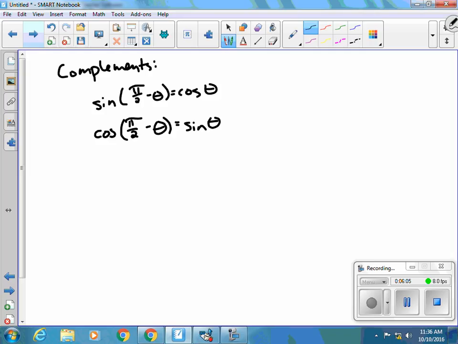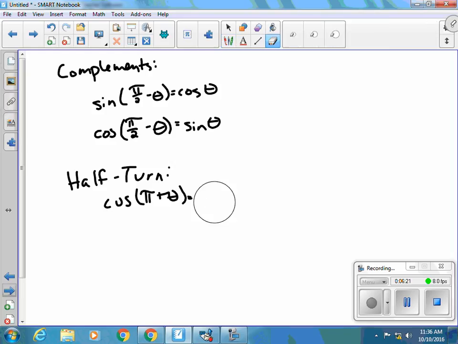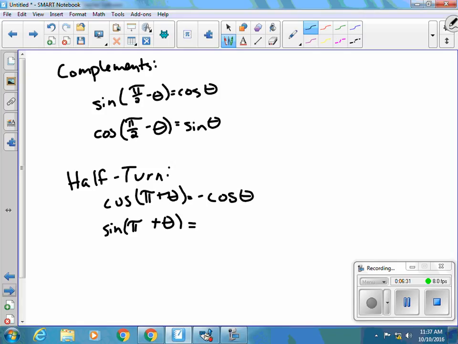Half turn. So half turn is when we're adding, where for supplements we're subtracting. So it's a half turn: cosine of pi plus theta equals the negative cosine of theta. And the sine of pi plus theta equals negative sine of theta. And finally, last but not least, tangent of pi plus theta equals tangent theta.